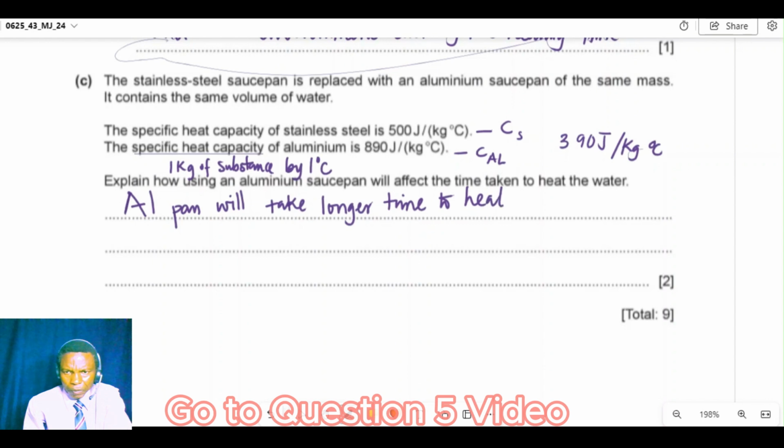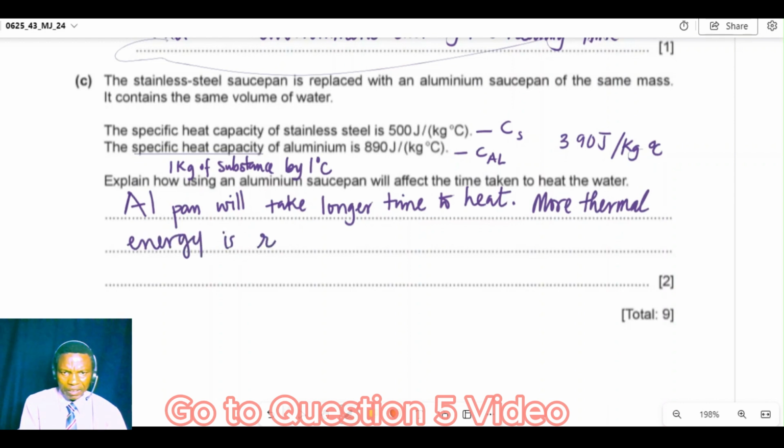And what is the reason? Because more thermal energy is required to raise the temperature of aluminium.